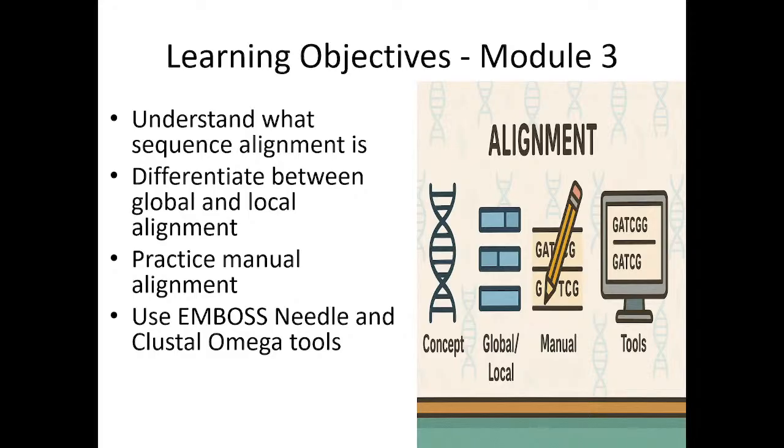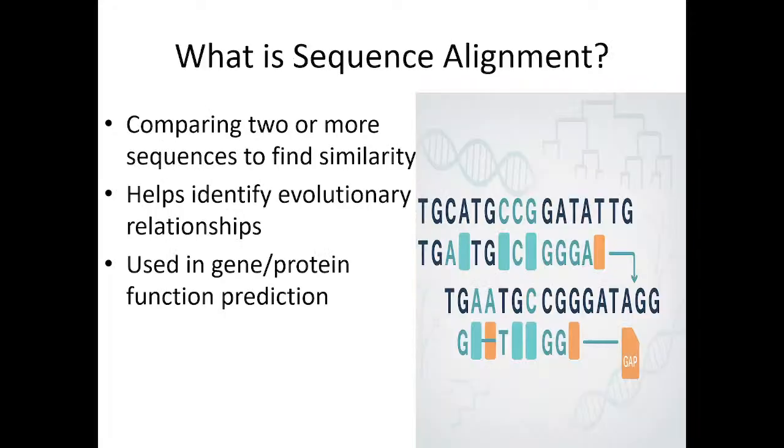For you to do that manually, I would have to start ticking each one, this one, this one, this one. It is going to take a long time. So how can you use computers? What is the tool that you can use? We are going to see it. It is called EMBOSS Needle. We will see it there.